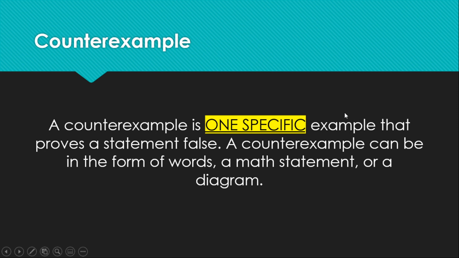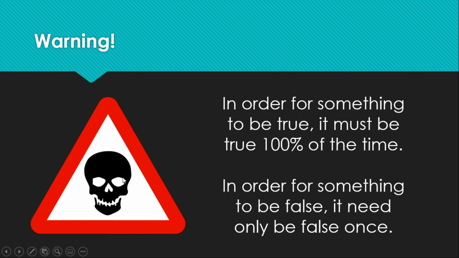So our key definitions so far have been conjecture, inductive reasoning, and counterexample. A counterexample is one specific example that proves a statement false. A counterexample can be in the form of words, a math statement, or a diagram. It doesn't have to be many. One specific example is enough to prove inductive reasoning false.